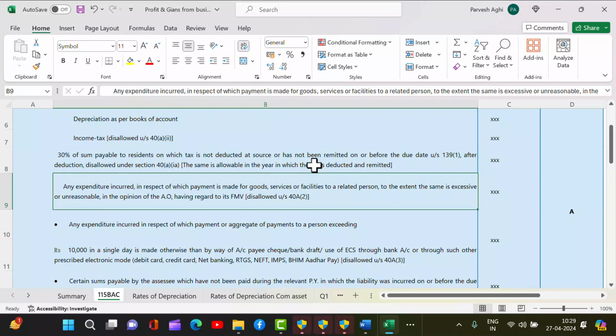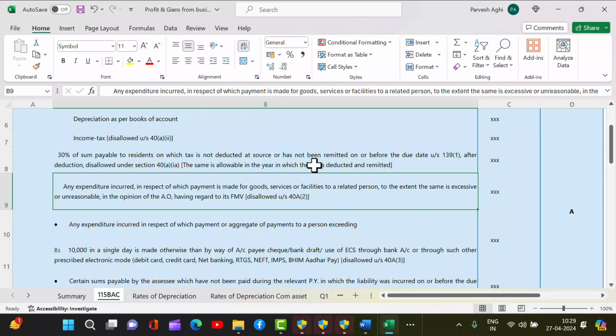Read this. Any expenditure incurred in respect of which payment is made for goods, services, or facilities to a related person, to the extent the same is excessive or unreasonable in the opinion of the AO, having regard to its fair market value, is disallowed under section 40A(2).